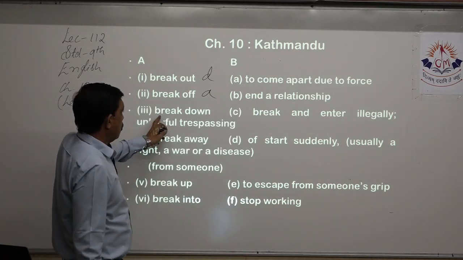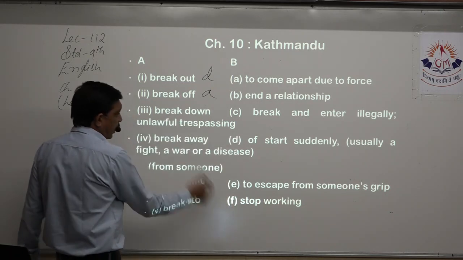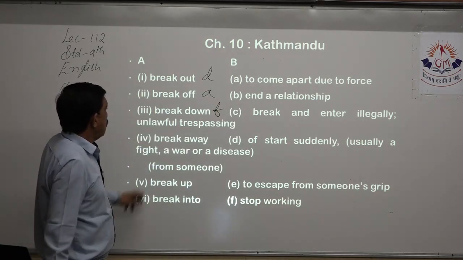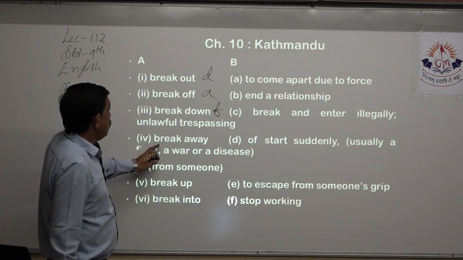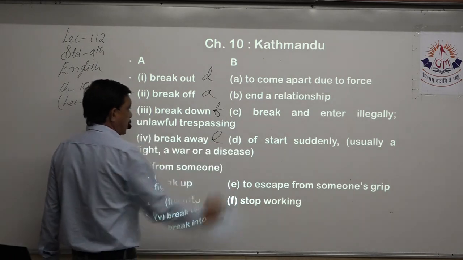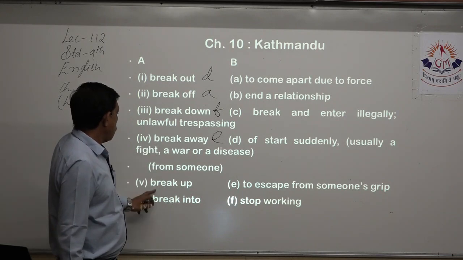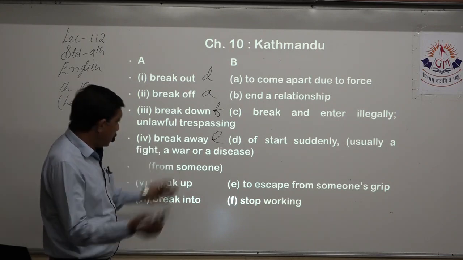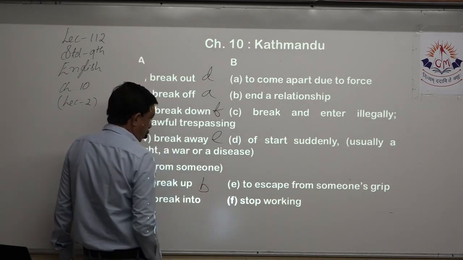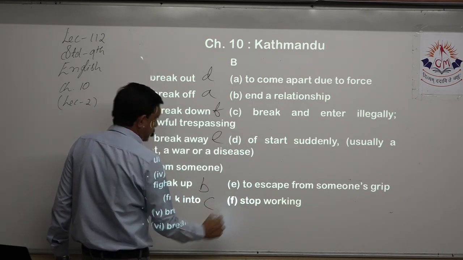Broke down. Breakdown means to stop working, right? My car broke down, so it stopped working. So this is F. Break away, to escape from someone's grip. So break away is E. Break up means to end the relationship. And break into is to break and enter illegally, so that is C, right?